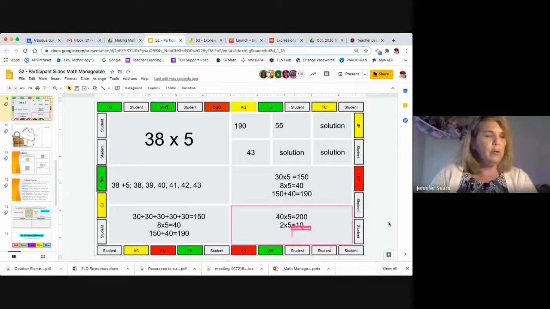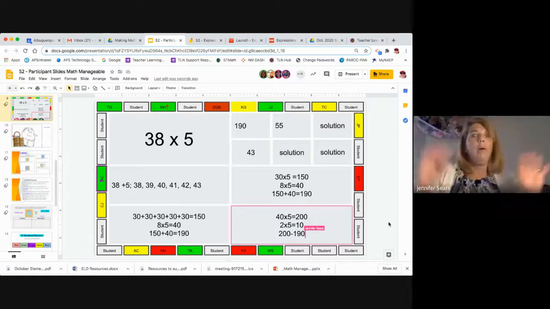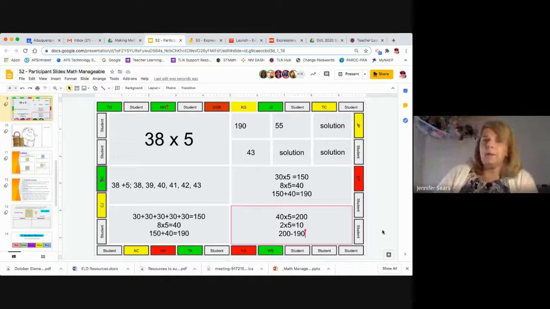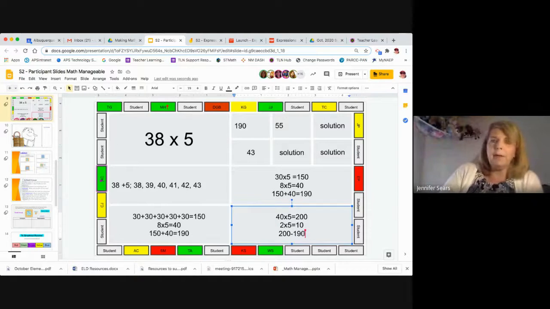Okay, so you went to a landmark or a more friendly number, and then compensated back for those 2 extra 5s that you were talking about. Correct. Right. Lots of great strategies there. How about anyone else who thought of it differently that would like to share really quick before we finish off?